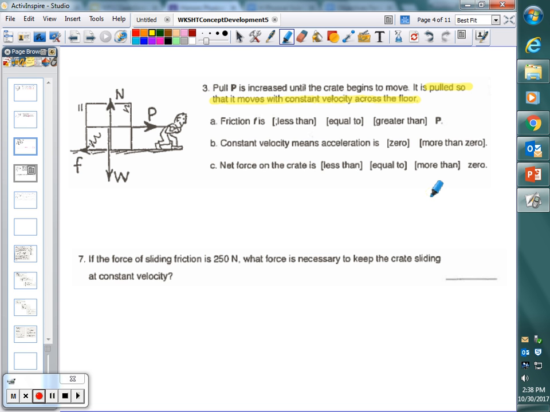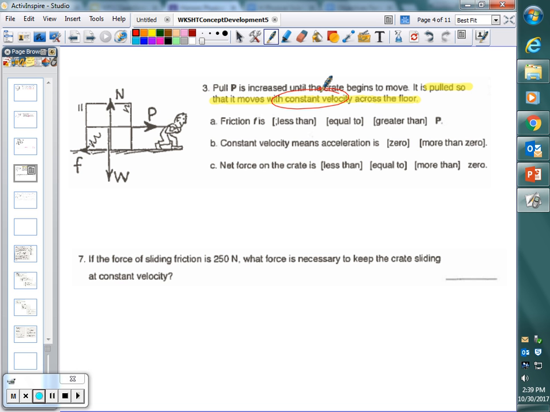What are the key words within the highlighted yellow section that you need to help answer this question? Constant velocity. Joe, if something has a constant velocity, what does that mean? Is it moving? Yes. Is it accelerating? No. If it's not accelerating, what has to be true? The net force is 0.